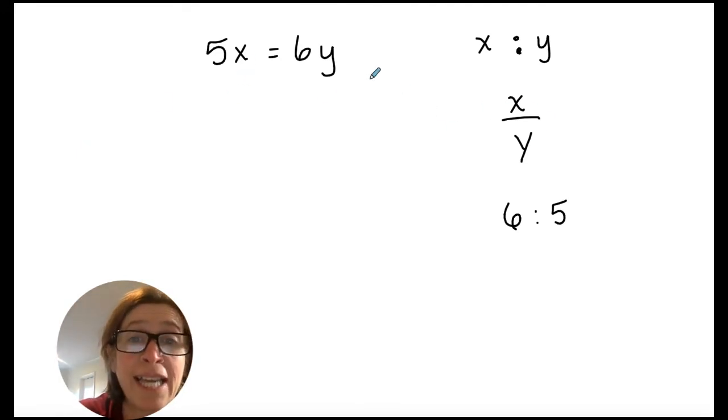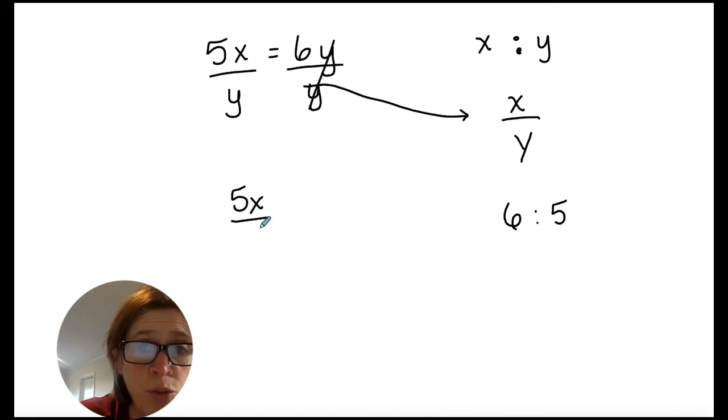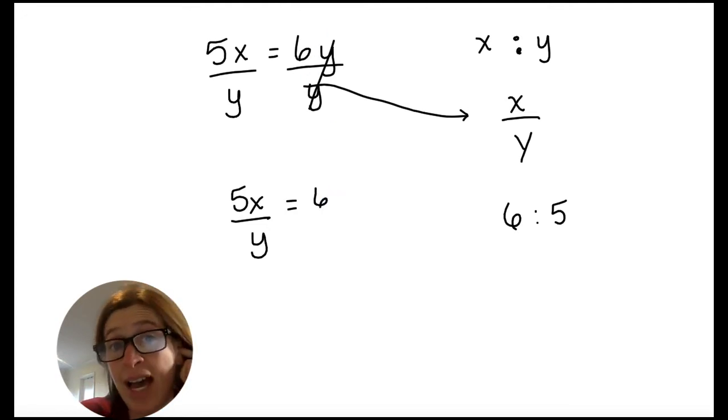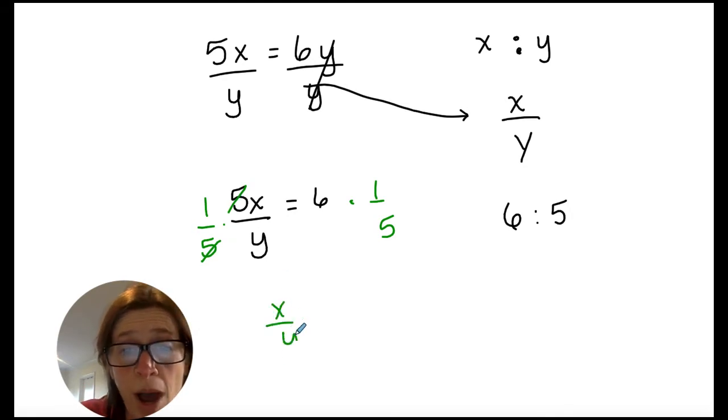If I actually tried to get this in this form, then I'd need y on the bottom. So I would divide both sides by y. That would give me 5x over y equals 6. And then I need to get rid of the 5, so I'd be multiplying by 1/5 on both sides, because the reciprocal will give me 1, so this will simplify. So x to y is another way of seeing 6 to 5.